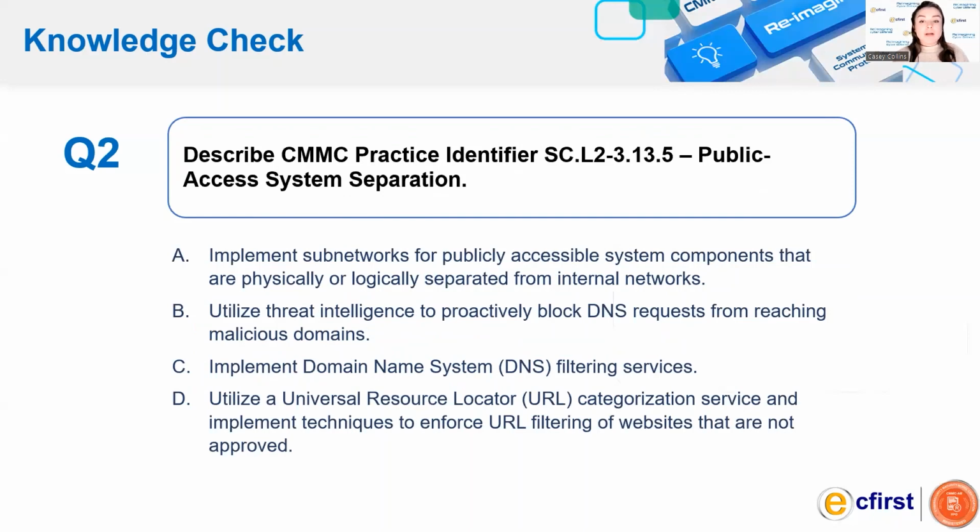Question 2, describe CMMC practice identifier public access system separation. And that can be found at SC.L2-3.13.5. And our answer for question 2 is A, implement subnetworks for publicly accessible system components that are physically or logically separated from internal networks.